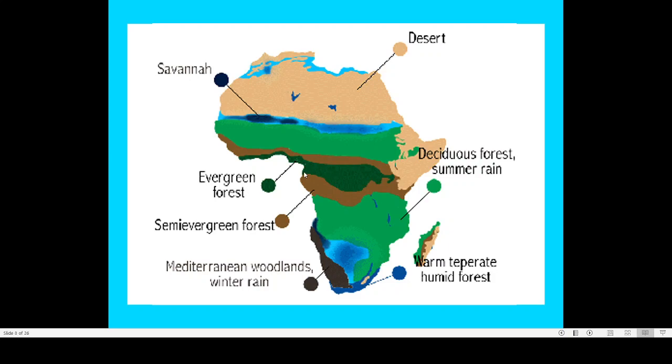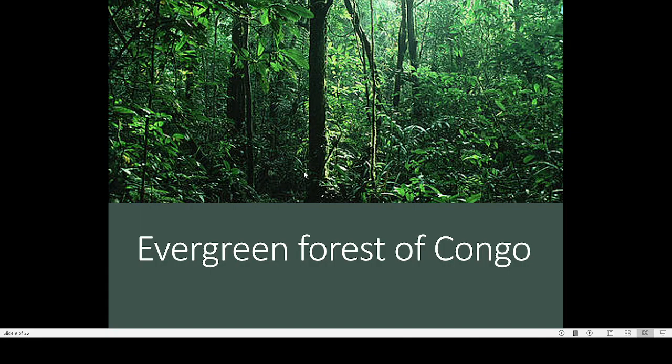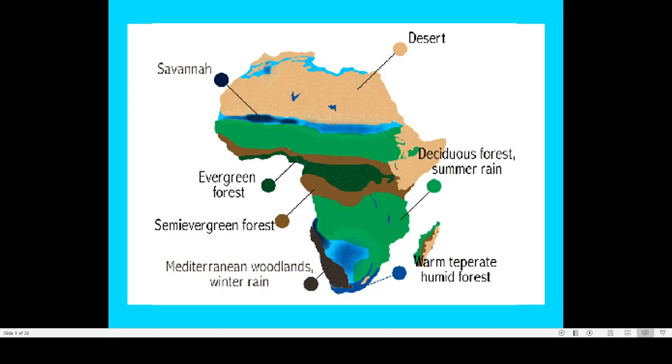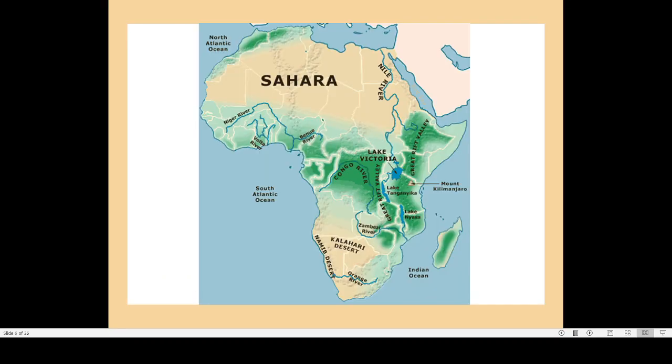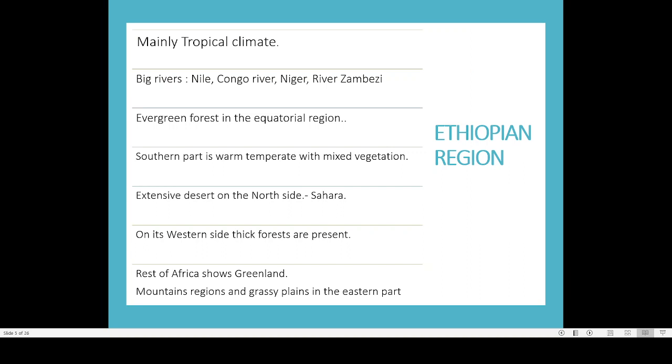This belt is actually formed of evergreen forest. And evergreen forests are present in the middle of the African region, or in the equatorial region of Africa. That is another peculiarity of the African region. Then the southern part is warm temperate with mixed vegetation.